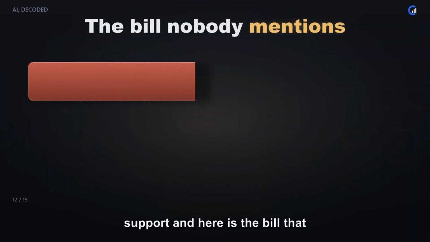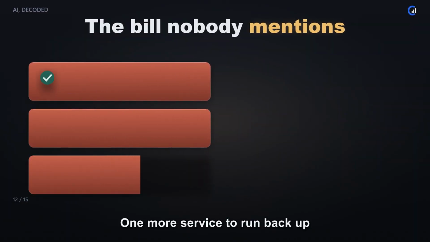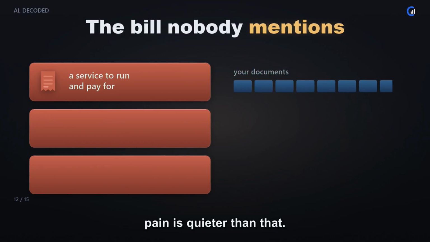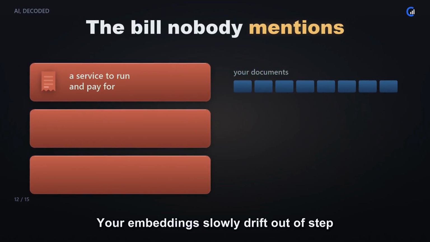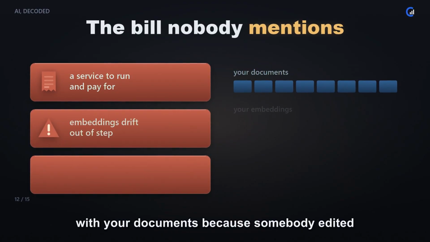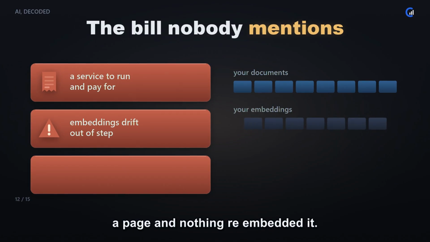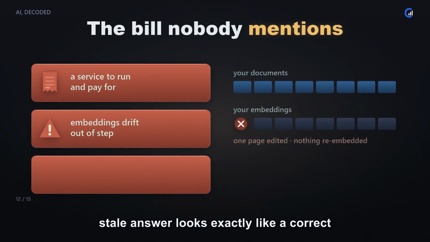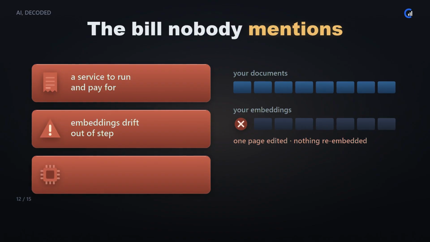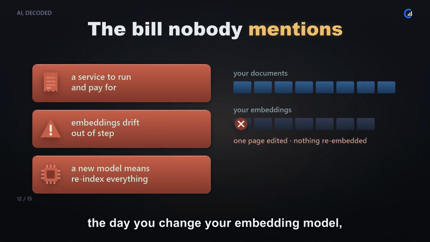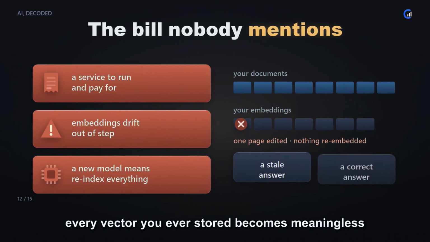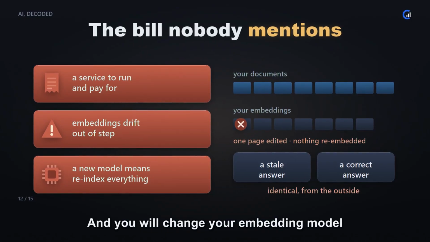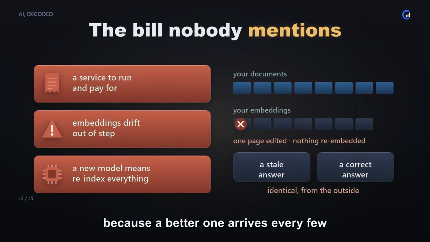And here is the bill that never appears in the tutorial. One more service to run, back up, upgrade, and pay for. But the real pain is quieter than that. Your embeddings slowly drift out of step with your documents because somebody edited a page and nothing re-embedded it. Now your answers are stale, and a stale answer looks exactly like a correct answer. Worst of all, the day you change your embedding model, every vector you ever stored becomes meaningless, and you re-index the lot. And you will change your embedding model because a better one arrives every few months.